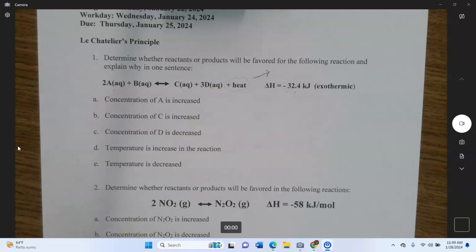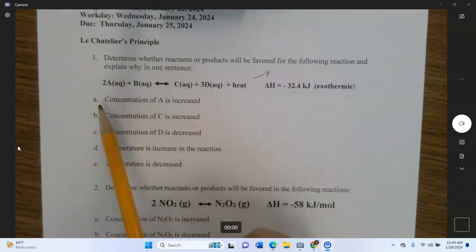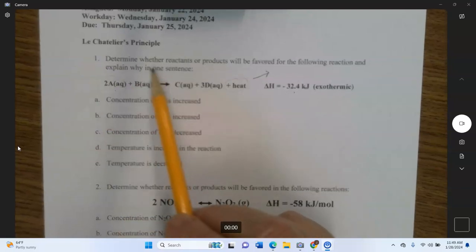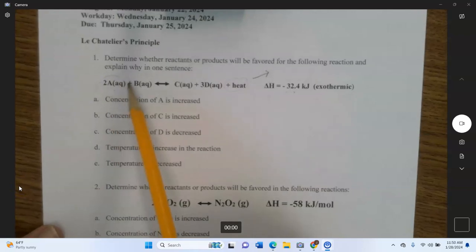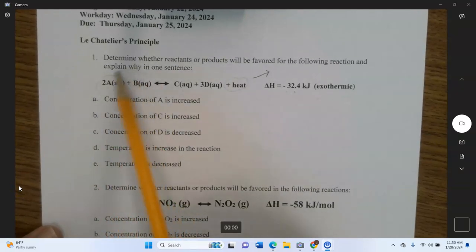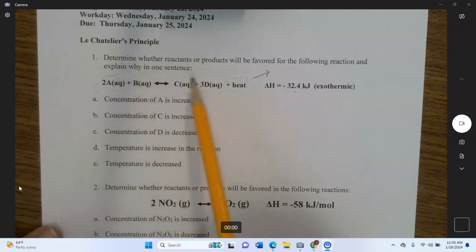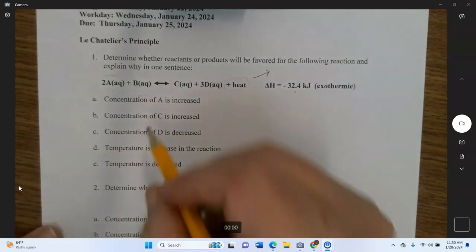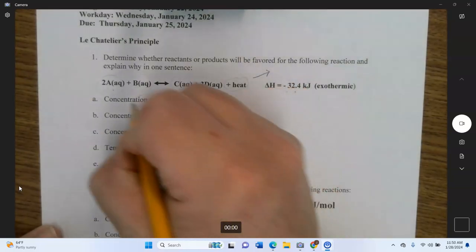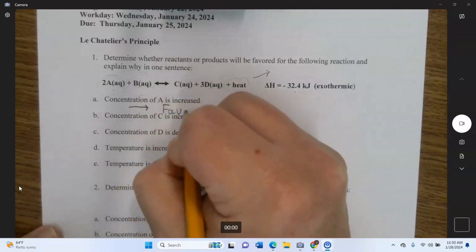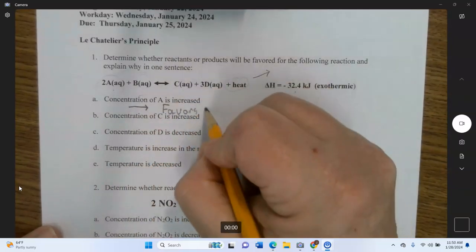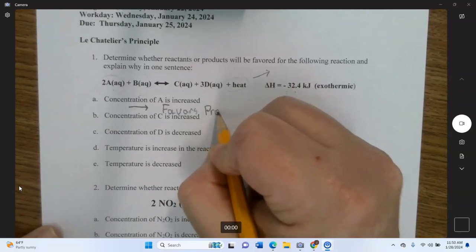All right, so let's look at this. Concentration of A is increased. So you're increasing the concentration of this. That means this side of the equation is more crowded. So you're increasing the amount of a reactant. That makes this side of the room more crowded, and so the people want to move over to this room over here. So the reaction moves to the right, and you can draw an arrow to the right, and the term you want to become familiar with is favors products. It's moving on the side of the products.